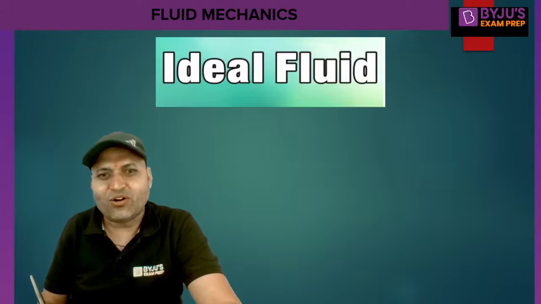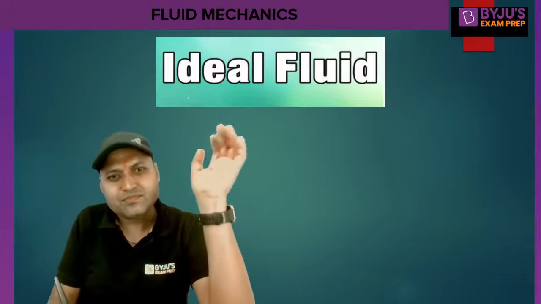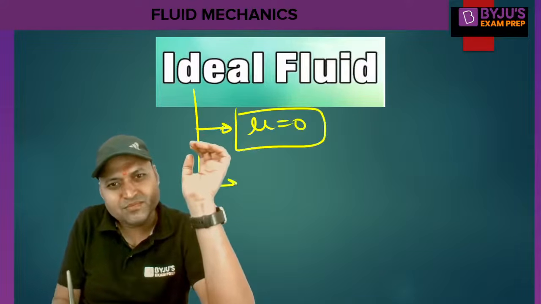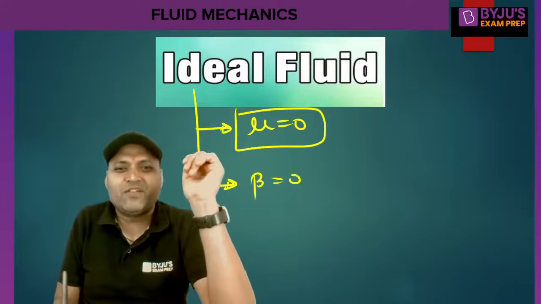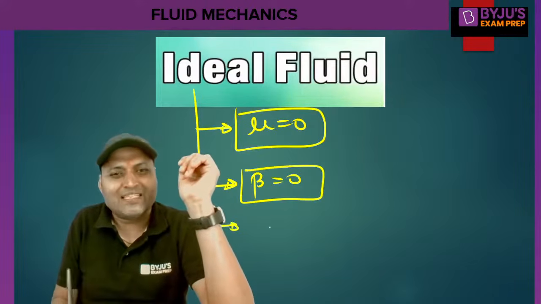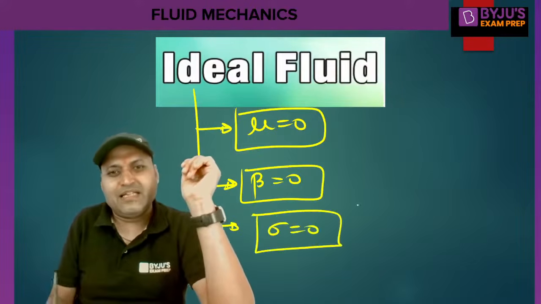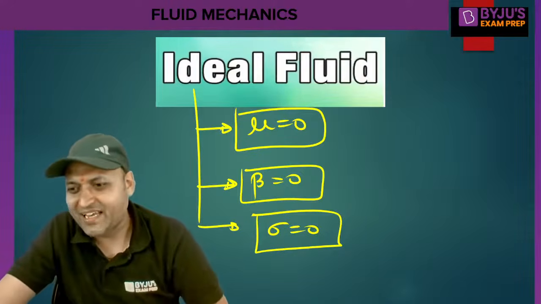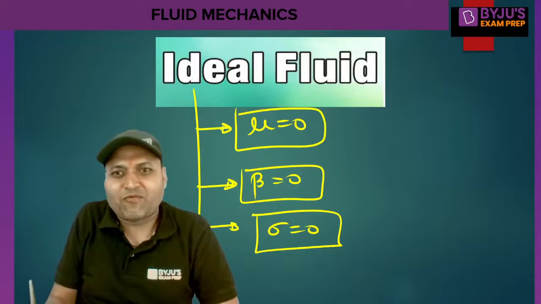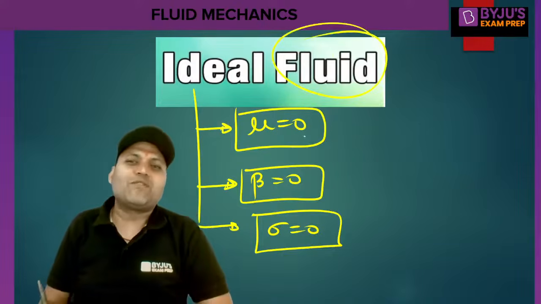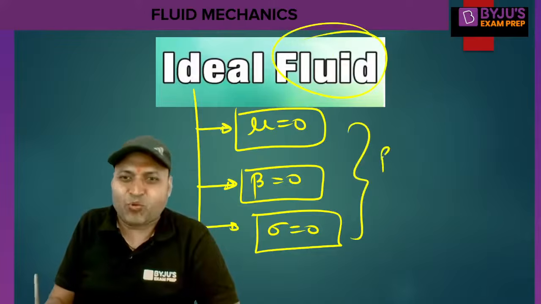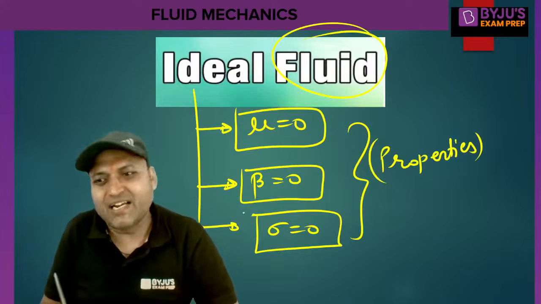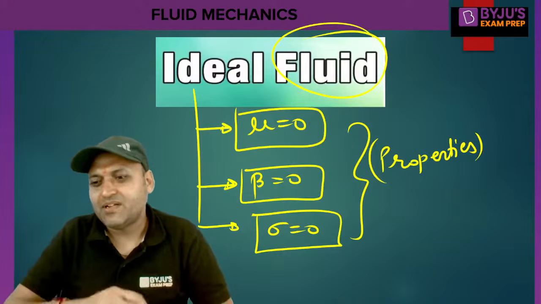The fluid is called ideal when the viscosity of the fluid is 0, when the compressibility of the fluid is 0, and when the surface tension of the fluid is 0. These are the three properties which make the fluid ideal. I am talking about the fluid. Whenever we talk about fluid properties, these properties must be 0. These properties decide whether the fluid is ideal or not.